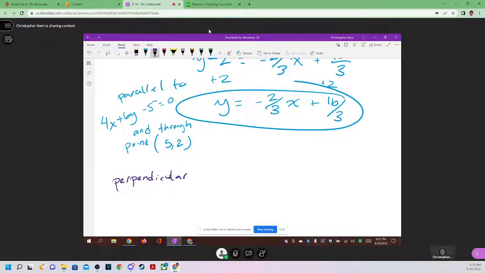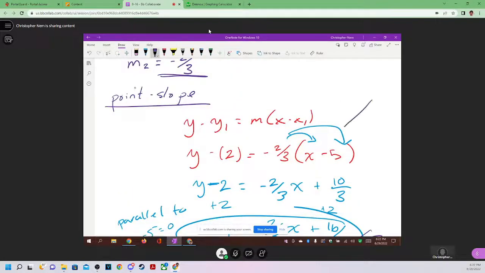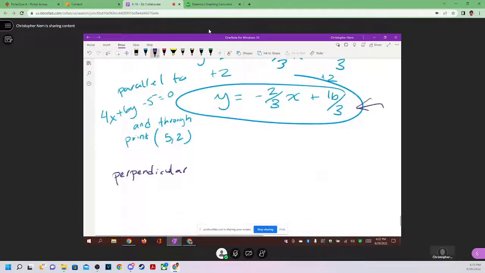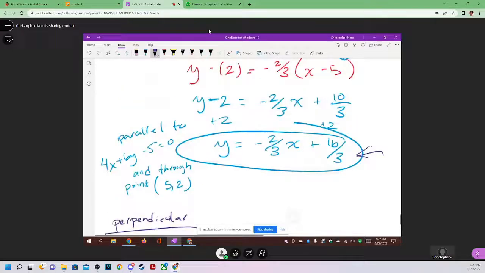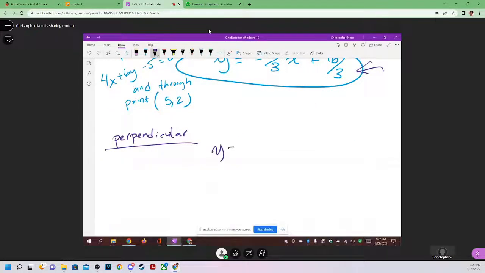Now, what if instead I ask you, instead of parallel, I change it to perpendicular? You only really have to change one thing. Now, you can't change it here. You cannot. You have to change it all the way up here, your point slope. If I were to ask you what's the perpendicular line, well, you're going to be using point slope still. So it's y minus y1 equals m x minus x1. You're still going to use the exact same thing.